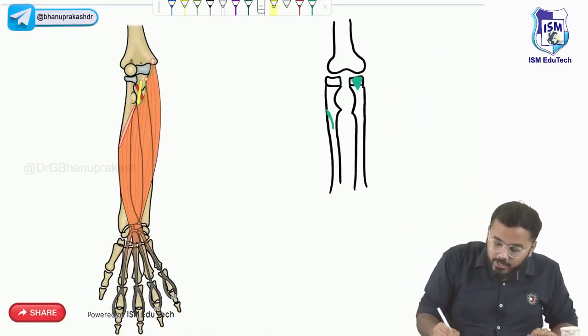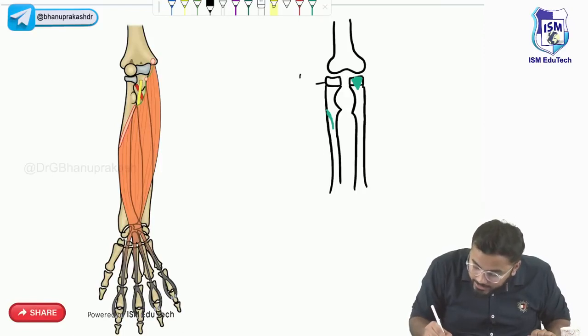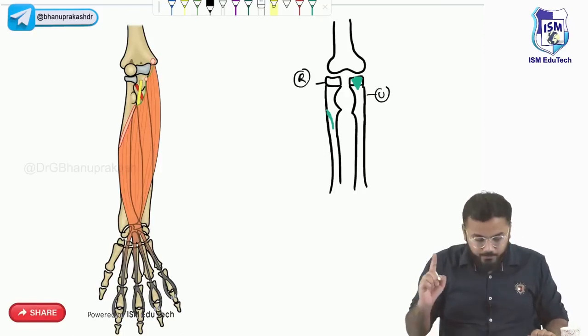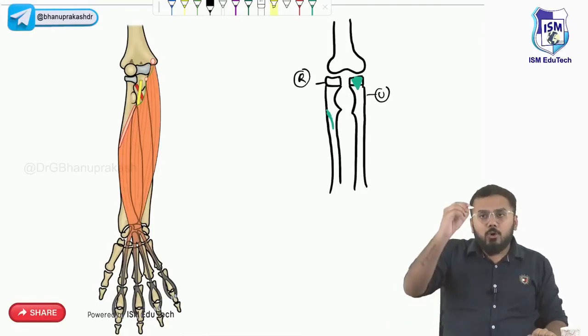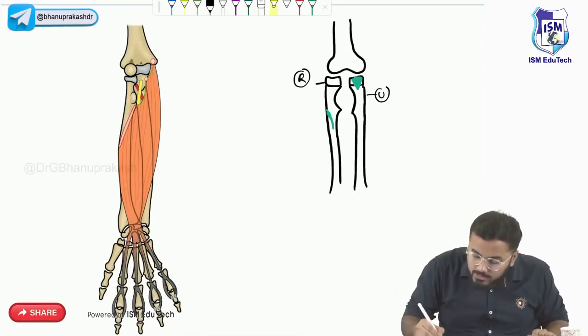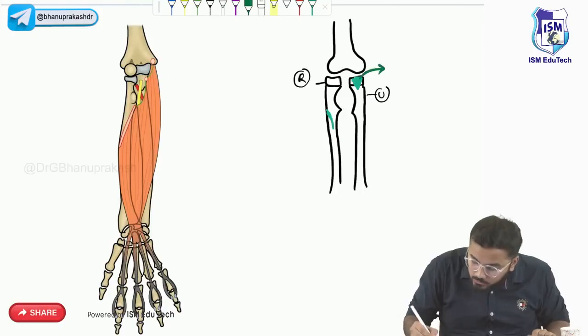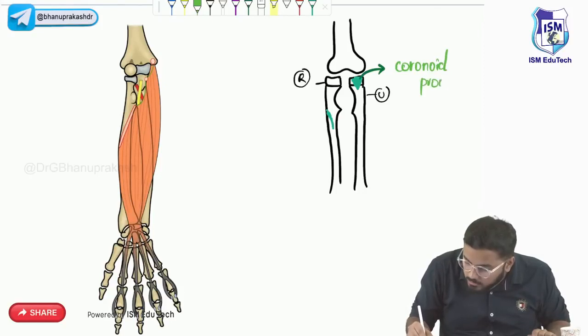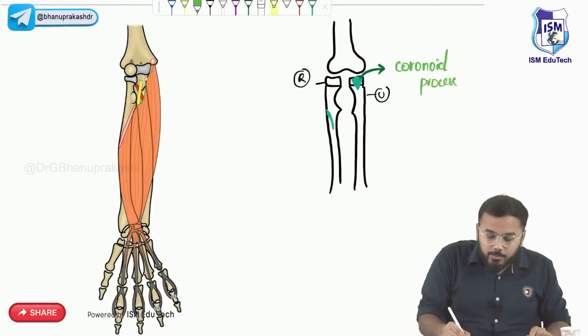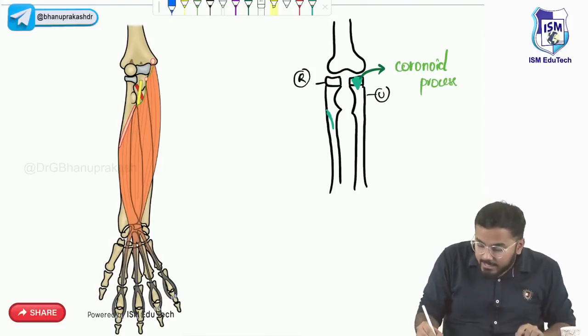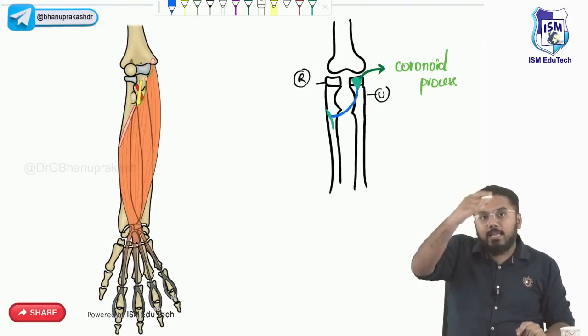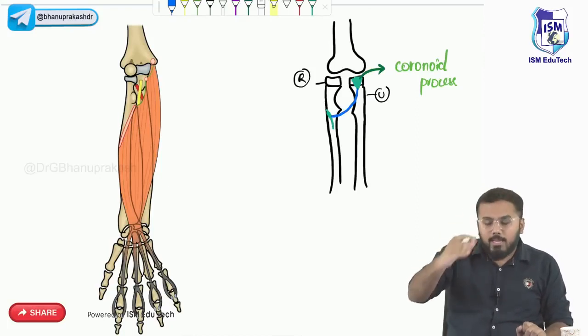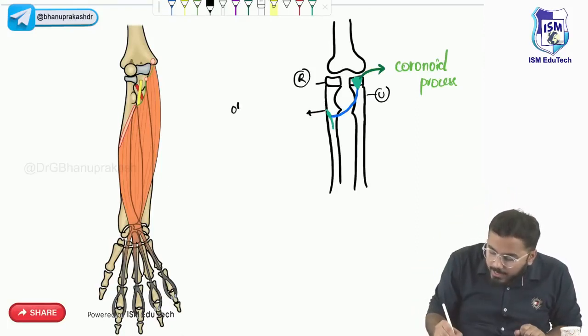Next important thing. What is the next important thing? Look here very carefully. This is your radius bone and this is your ulna bone. On the surface of ulna, you have got a small process. This process is called coronoid process, not coracoid process, coronoid process. From the coronoid process, there is a small ligament that is attached to an oblique line on the radius bone. This is called the oblique line of radius.